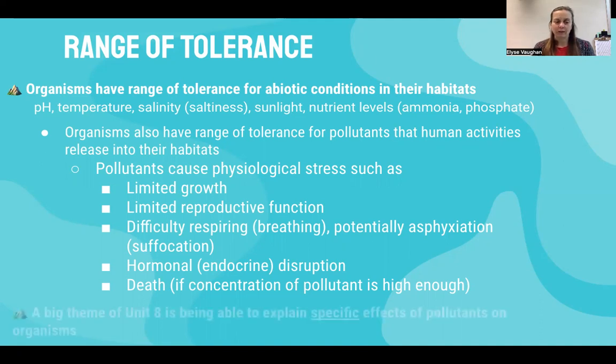So be specific. A big theme of this unit is being able to explain the specific effects of pollutants on organisms. So you wouldn't want to say that nitrogen oxides cause damage to reproductive functions, because they don't. Nitrogen oxides cause difficulty with respiration. They cause difficulty with the mucosal membranes. They cause irritation to the eyes, but they don't cause difficulty with reproduction. So you want to make sure that you understand the specific effect of each pollutant on organisms.